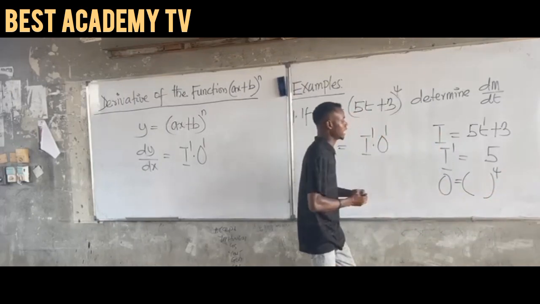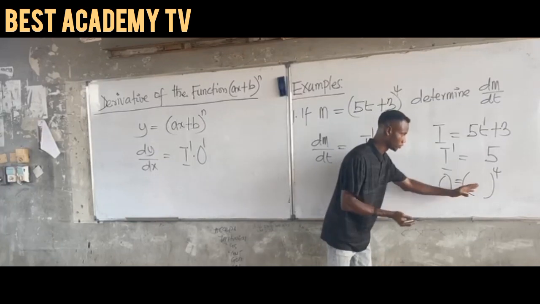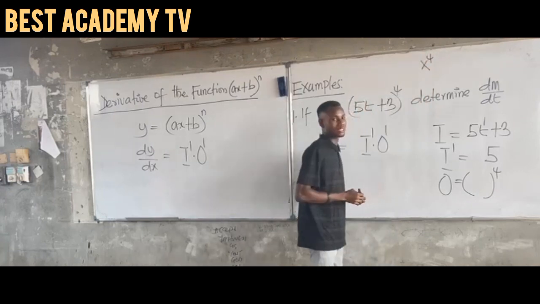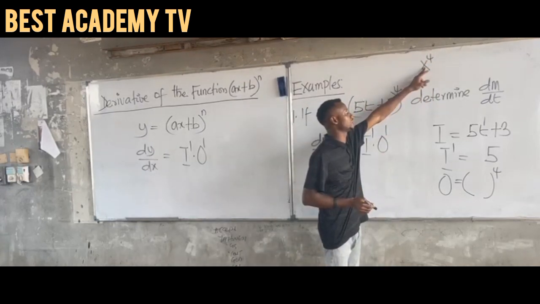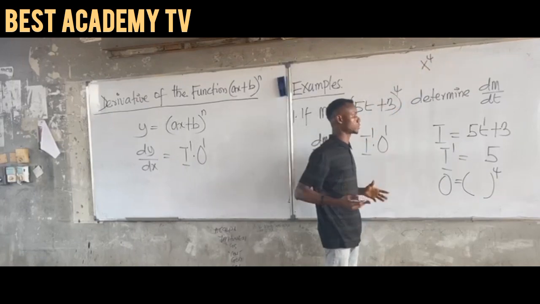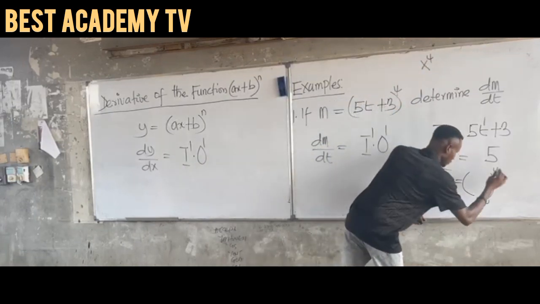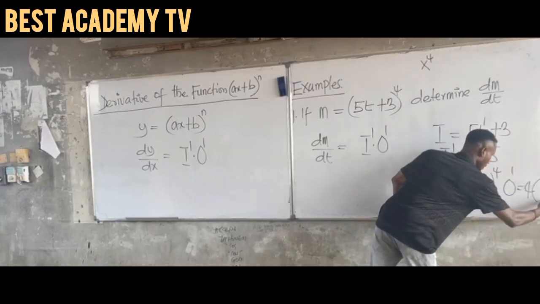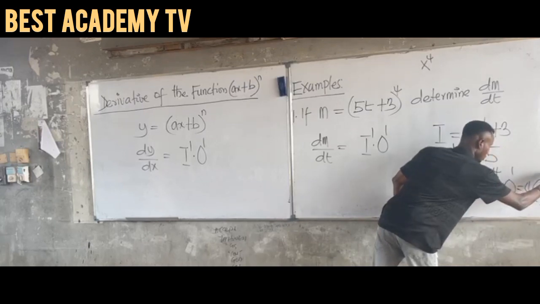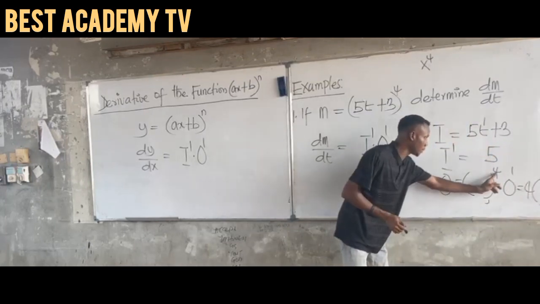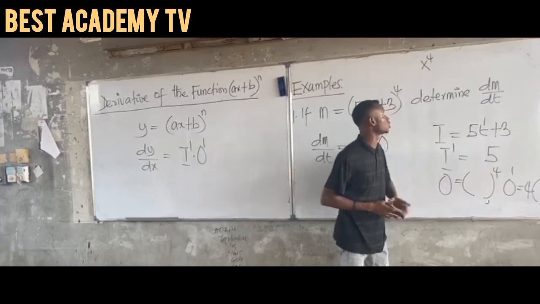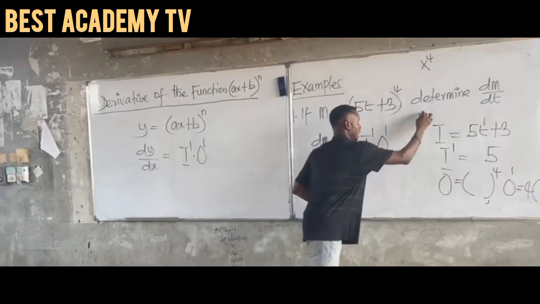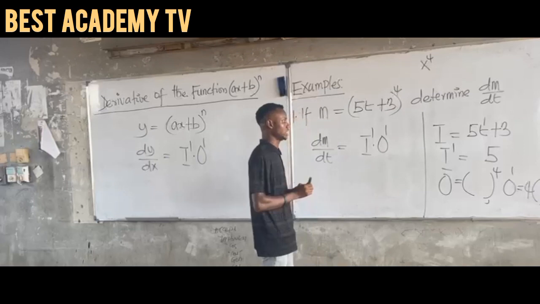This is just like x raised to the power 4. We differentiate by taking the power down to the front and subtracting 1 from it. So the outer derivative is 4 times the bracket raised to the power 3. We take the power down and subtract 1 from it. We have now gotten the inner and the outer, so let's replace them.